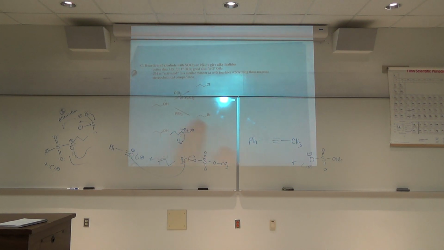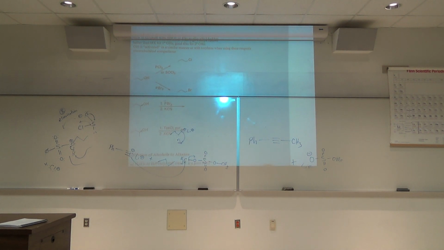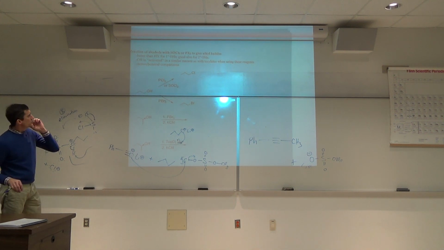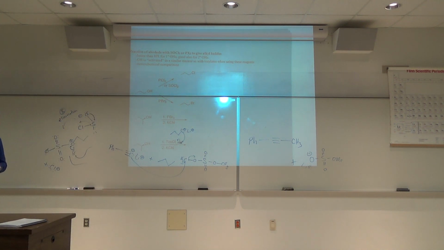Now we're going to go back to making alkyl halides. We're going to see some new reagents though. New reagents are going to be SOCl2, which is known as thionyl chloride. Should be in your textbook written out like that. Or PX3, with X being a halogen, like PBr3. You may be familiar with PBr3.